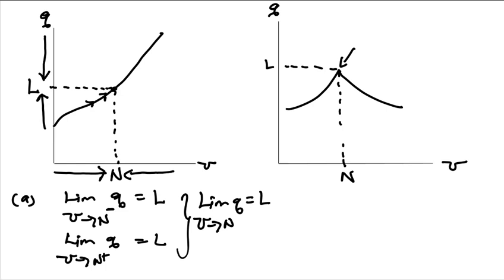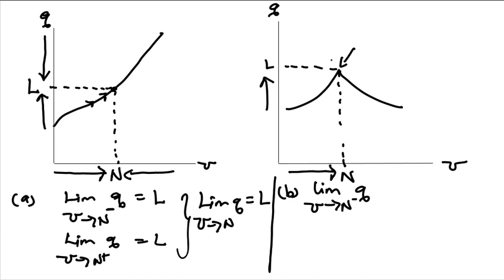In this example, we can see that we have a sharp turning point when the value of v is at n and the value of q is at L. So let's check whether this curve has a limit or not when we approach n from both sides. Limit of q as v approaches n from the left hand side. The left hand side is here, going this side, so going up like this, isn't it? And the answer is L.